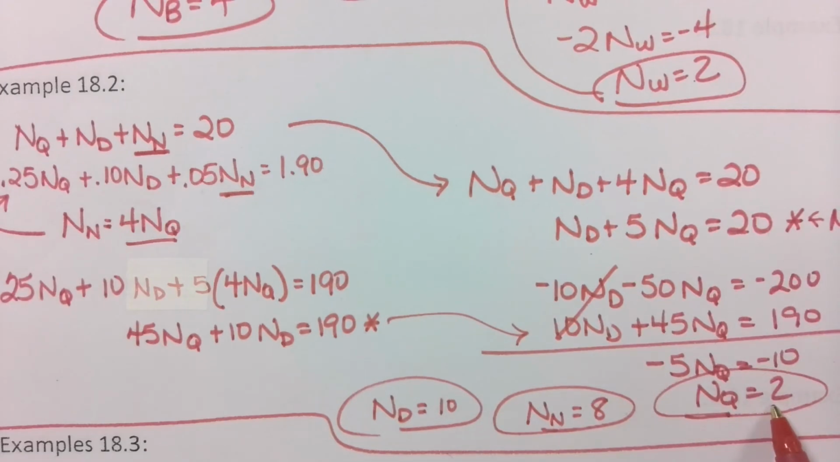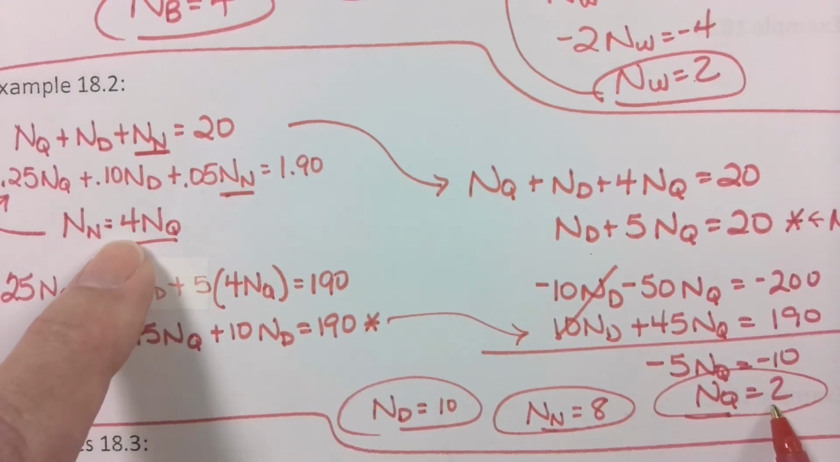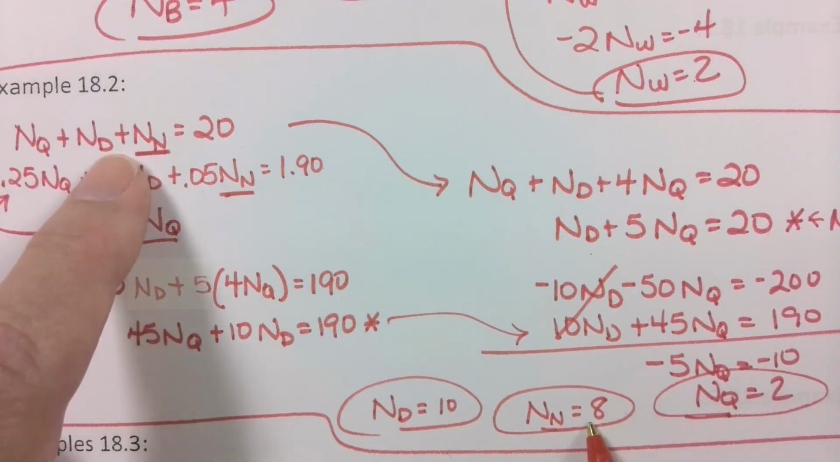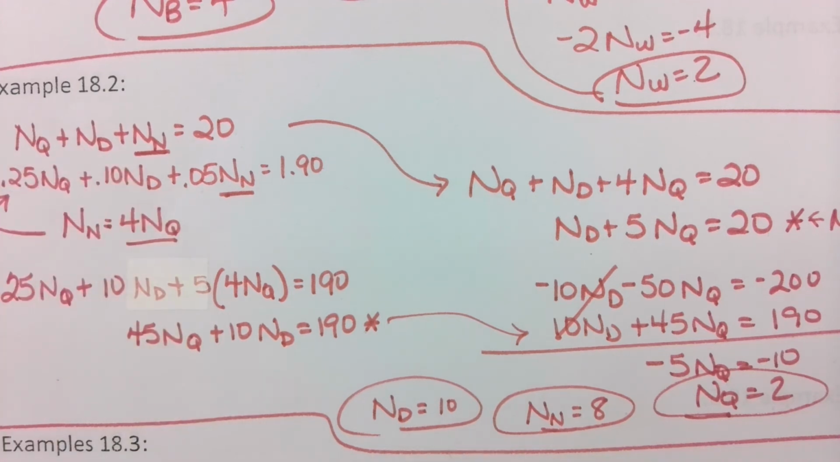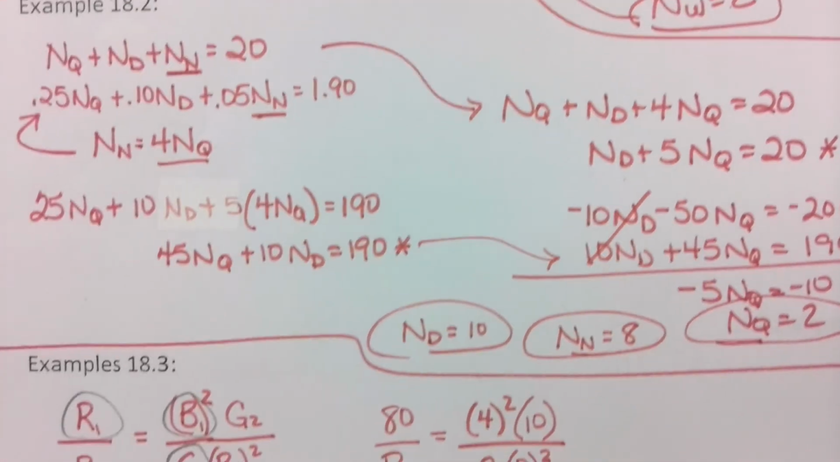Once you get that, of course, I would recommend you go back to this one, because it's the easiest one. You get that next. And then you can use the number of quarters and nickels at 2 and 8 up here in this first equation to figure out that you're going to have 10 dimes.